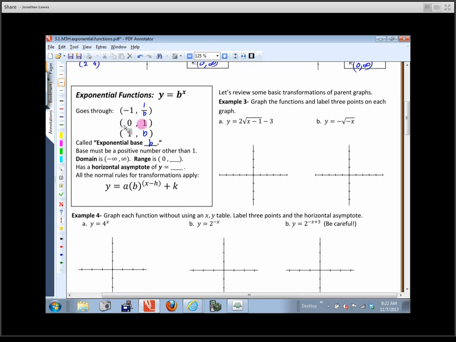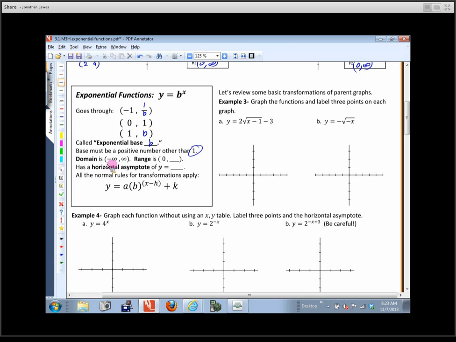Okay? Doesn't matter what the base is. It's always going to go through 0, 1. And then 1 comma whatever the base is. Again, that's called exponential base b. The base has to be a positive number other than 1. It would be a very boring graph if b was 1. Can anybody tell me what it would look like if b was equal to 1? What would it be, Noah? Yeah, it would always be 1. It wouldn't matter what you plugged in. The answer would always be 1. So it would be a very boring looking graph.